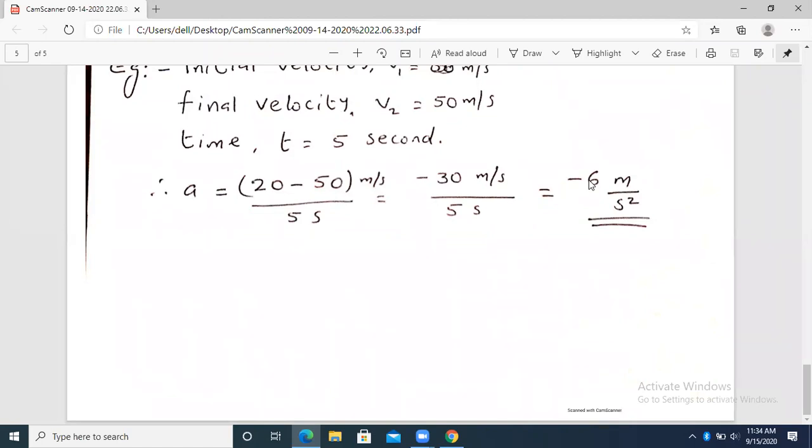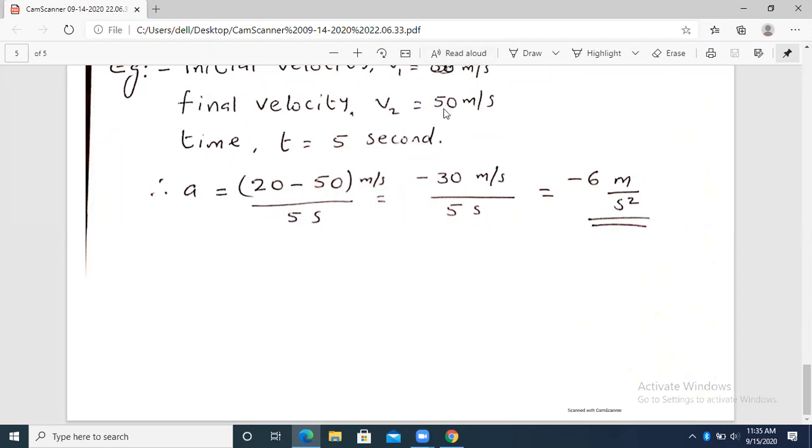Okay, what is the problem? Sir, I have a question. Here, he said from 20 it increased to 50, and you wrote 20 minus 50. Yeah, that is what I said. Here I have written wrongly. Actually, this is 20 and this is 50. We are finding the final velocity minus initial velocity.